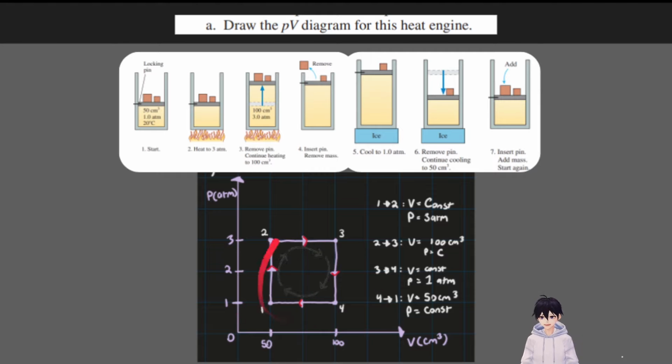So the PV diagram is shown here, and the reason why it looks like a box is because from 1 to 2, the volume is being held constant, with the pressure being raised to 3 atmospheric pressure. From 2 to 3, the volume is increasing to 100 centimeters cubed, and the pressure is constant. From 3 to 4, constant volume, with pressure going down to 1 atmospheric pressure. And then from 4 to 1, the volume decreases to 50 centimeters cubed, and the pressure is constant.